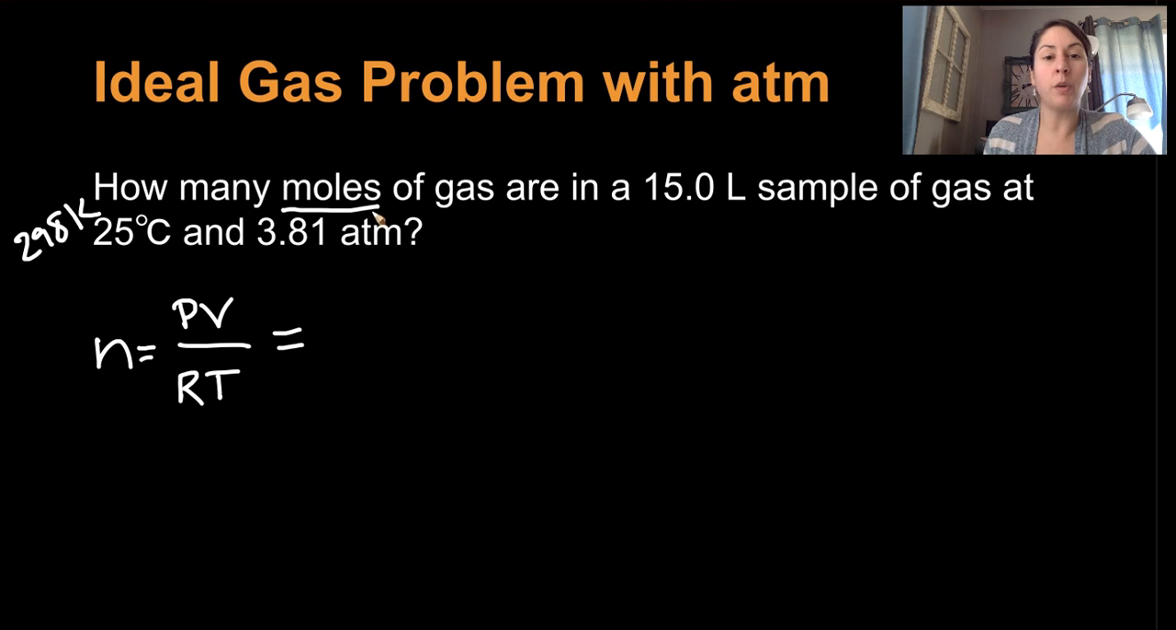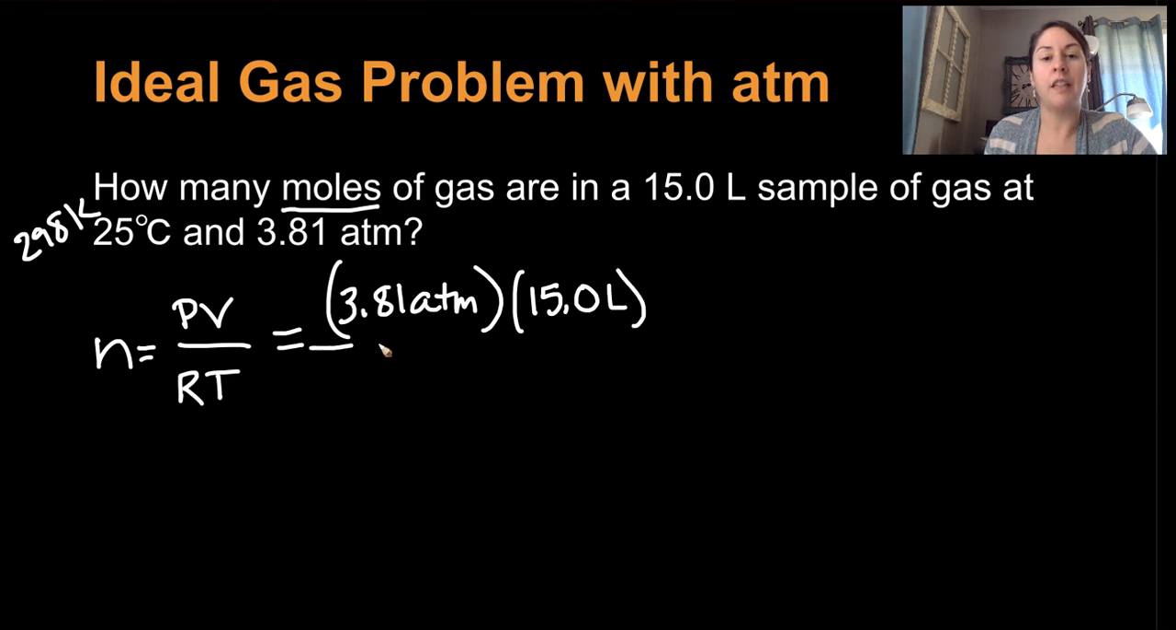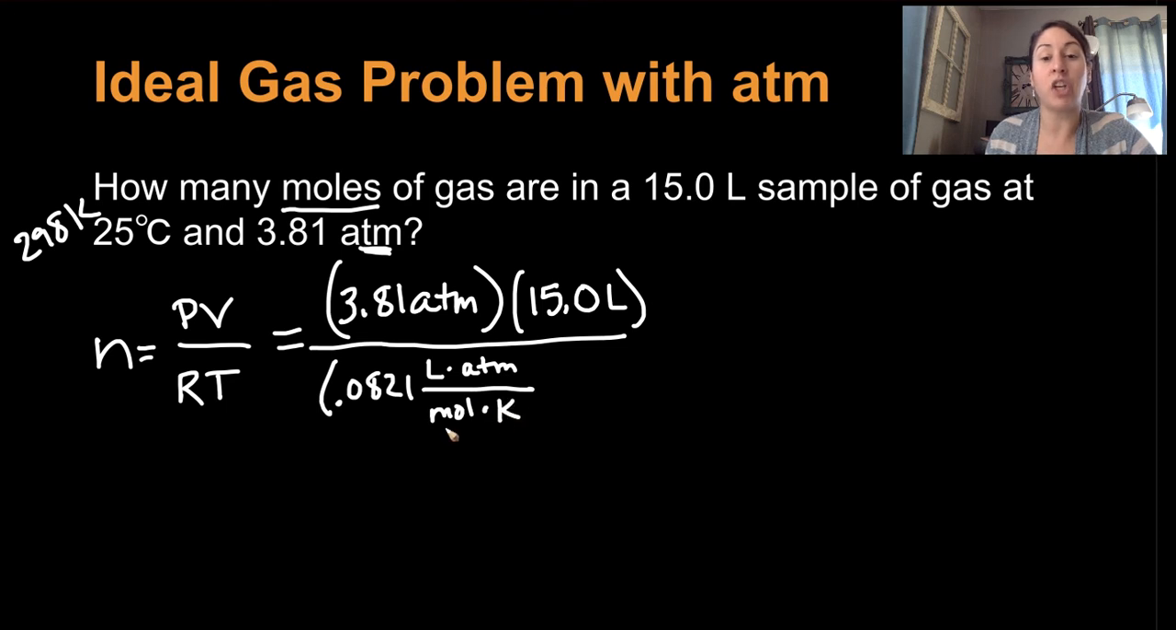So now what we want to do is add in our values. I have 3.81 atmospheres times 15 liters, so it's in a 15-liter chamber. And now, because this is in atmospheres, we want our other gas constant value. That one is 0.0821 liters times atmospheres divided by moles times Kelvin. Remember, this is just our unit of measure, so nothing else is going on there. And then 298 Kelvin.